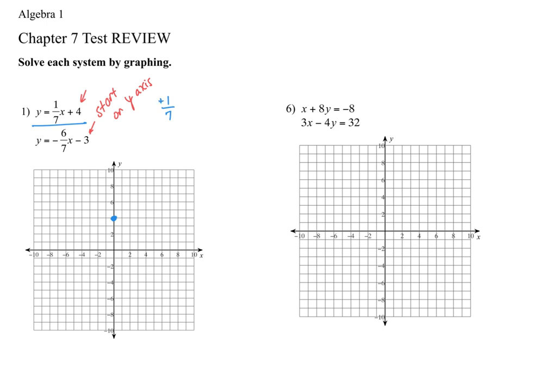Remember, that means a positive 1 over a positive 7 or a negative 1 over a negative 7. So you can go from this point, you can go up 1 and right 7, or you can go down 1 and left 7, but it'll give you the same exact slope of 1/7 for either of those points. This is not an inequality, so you're not going to dash this, you're not going to shade this. This is just graphing the line. So once you get your points, you're just going to connect those dots with a line.